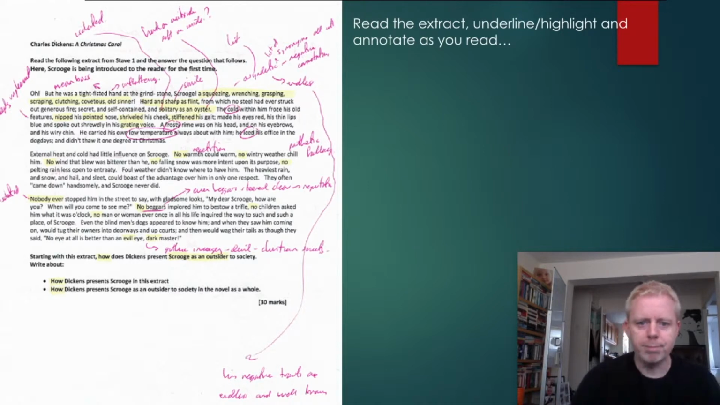Ignore my scribbles and scrawls, but this is how I've just sat down and in a couple of minutes read through it, highlighted the key areas and jotted down some notes, all in relation to Scrooge as an outsider. Annotate as you read, so that when you come to writing it, you can see what points you can make and how you can link them together, because you can link from different parts of the extract. And I'll touch on how you structure your answer in a minute.